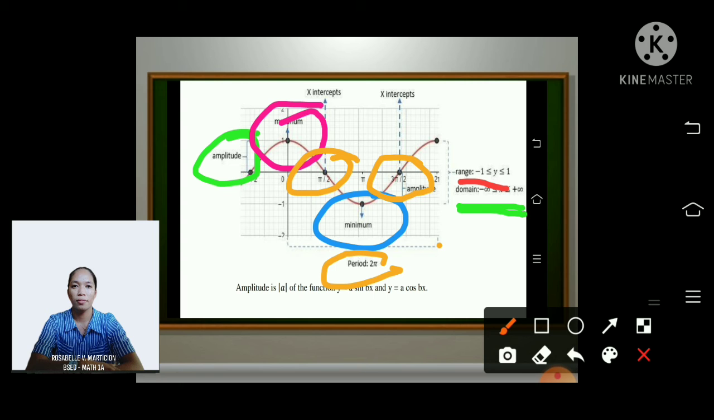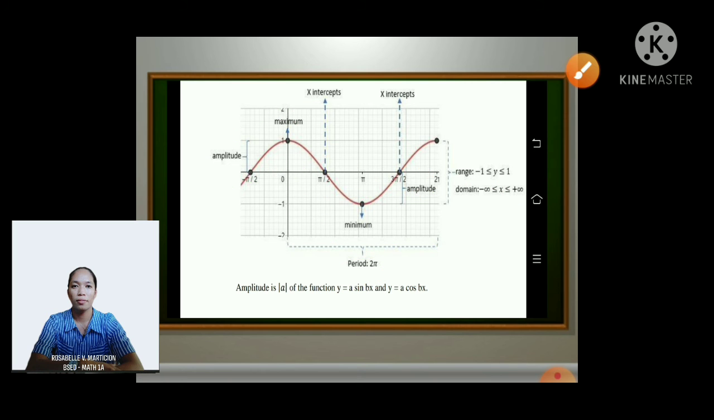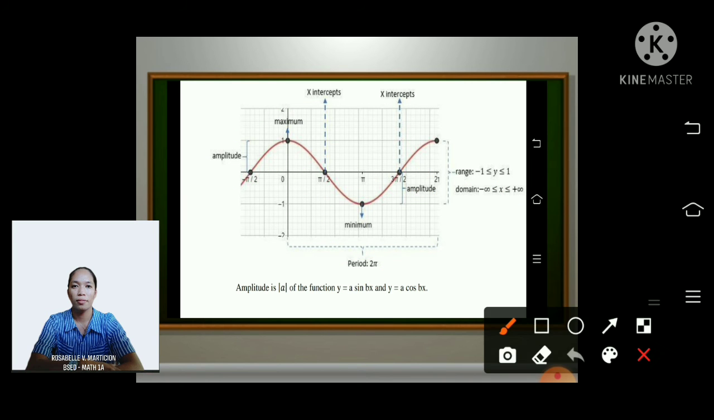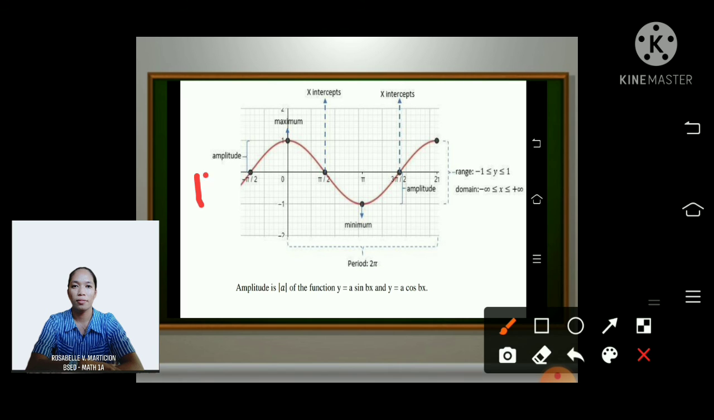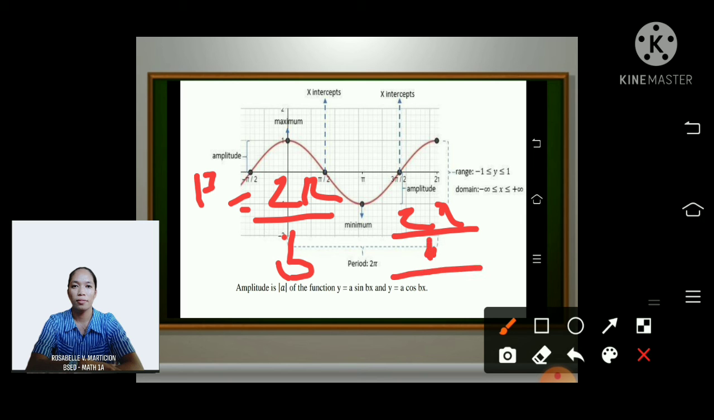So how to get the period? The period is equal to 2 pi over b. So since b is 2, 2 pi divided by 2.